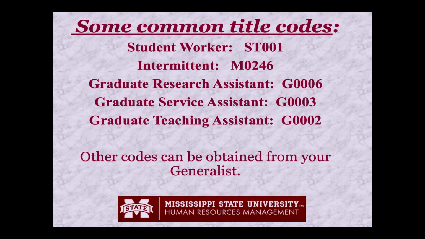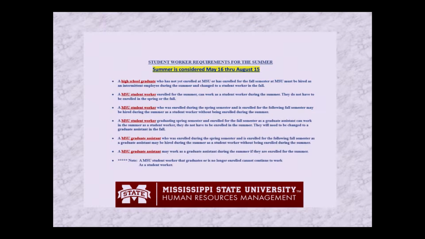Some common title codes used on the EIF for student worker is ST001, intermittents MO246, grad research assistants G0006, graduate service assistants G0003, and grad teaching assistants G0002. If you need other codes other than these, they can be obtained from your HR generalist.